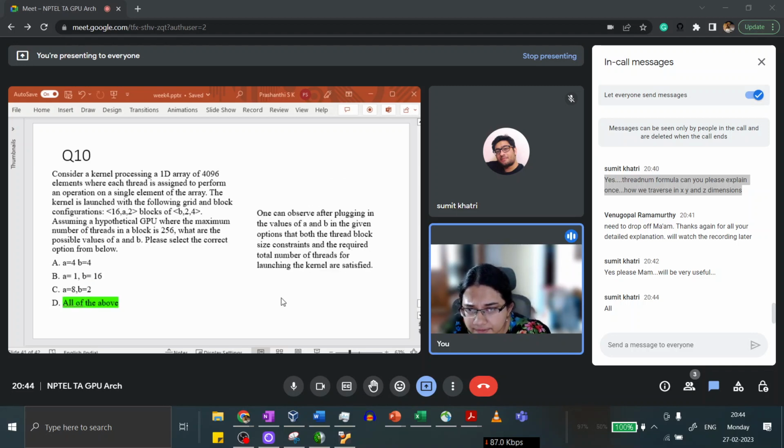So using the same method that we discussed, first putting the constraint that the number of threads in a block is 256, solving for B, and then going back and solving for A, given that you have 4096 elements, you find that all of these configurations satisfy the constraints. So this all of the above is your answer.